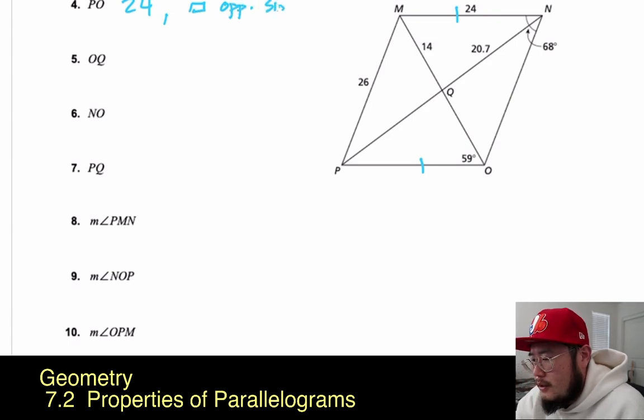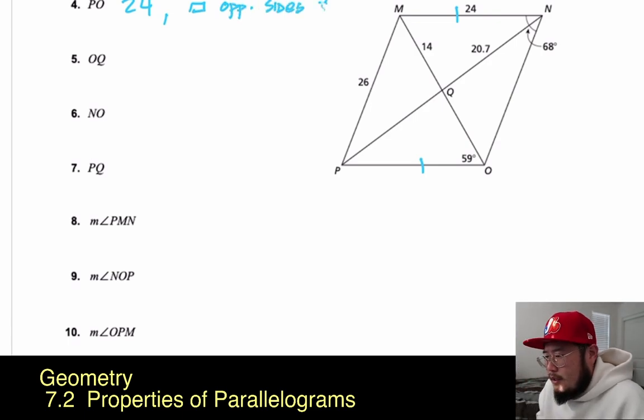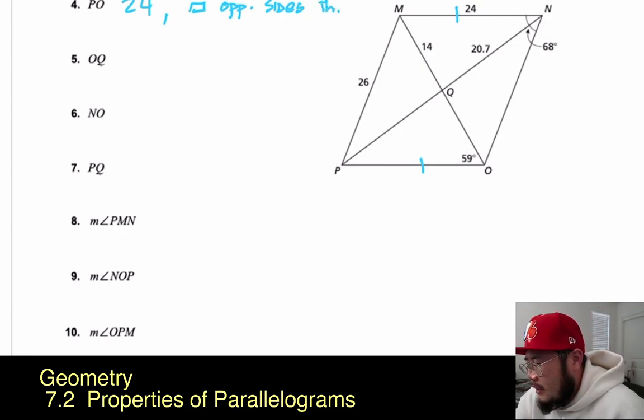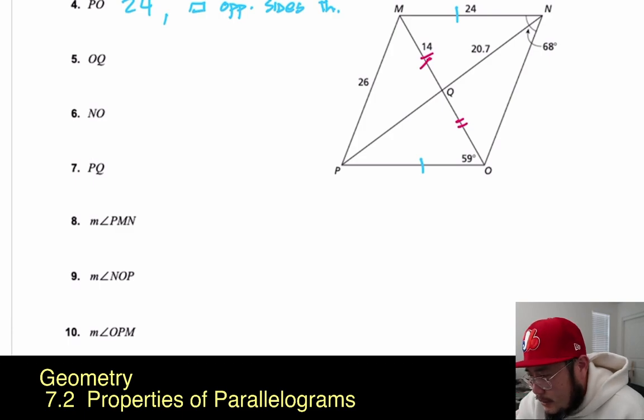All right. Let's take a look at number 5. We have O to Q. Okay, O to Q right there. From what I know, that should be, remember, diagonals bisect each other. So O to Q should be 14. Right here, parallelogram diagonals theorem.